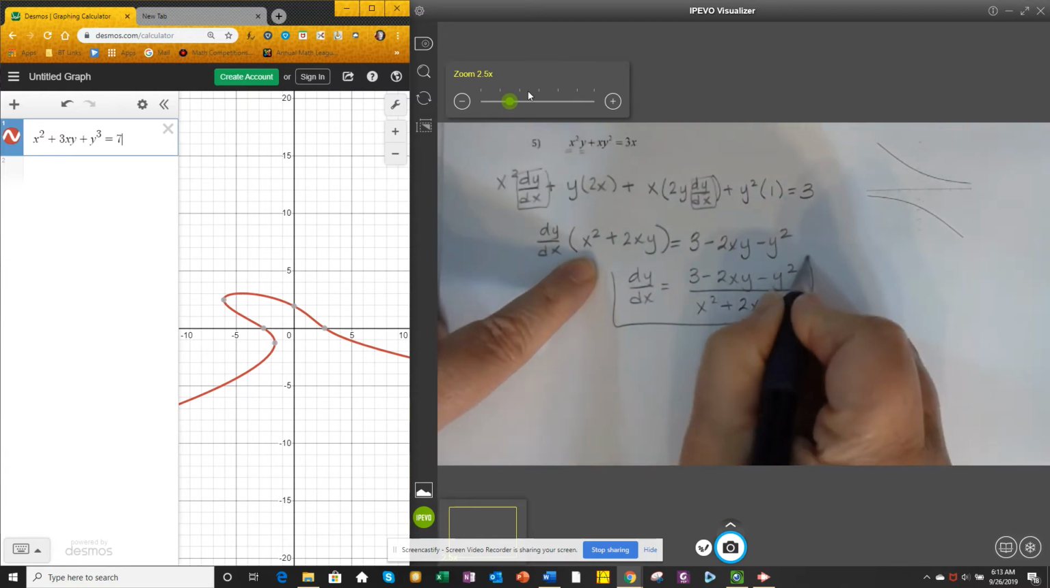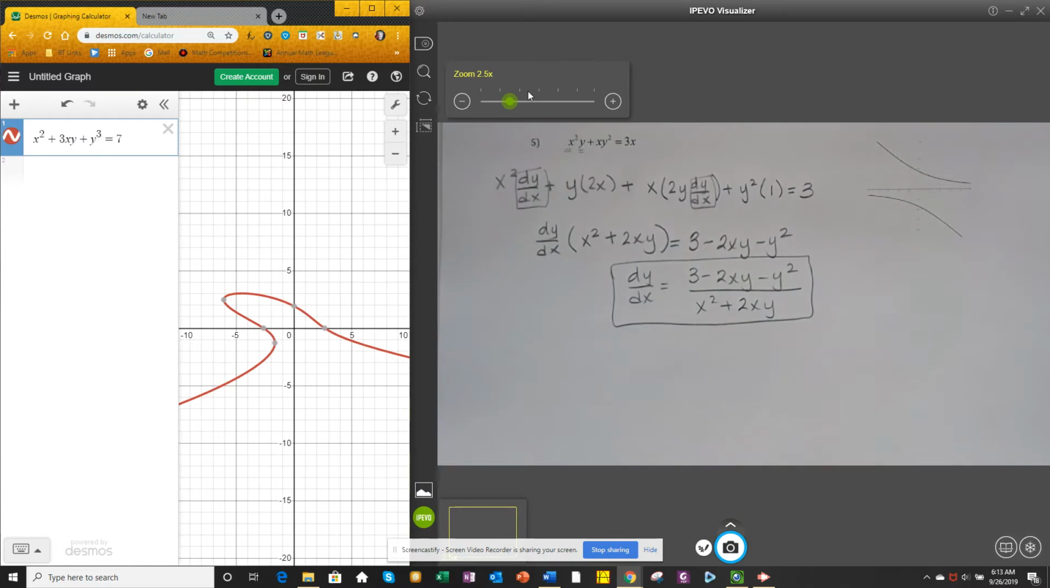And again, if we knew the point, we could find the slope, and we could write the equation of the tangent and the normal lines. All right, number 5. That was number 5. Let's do number 6.